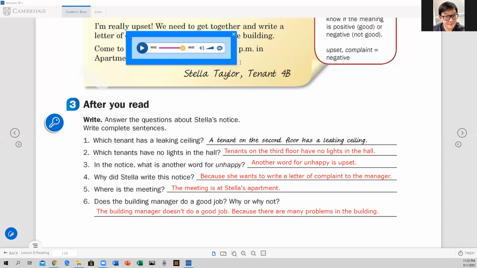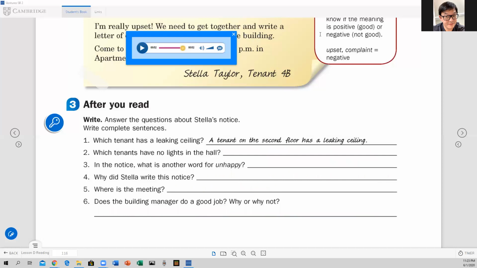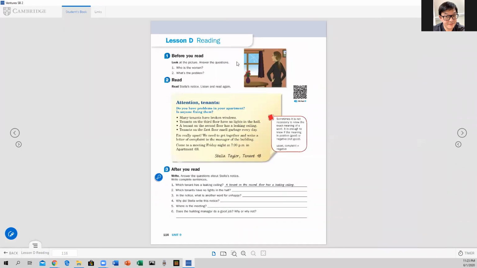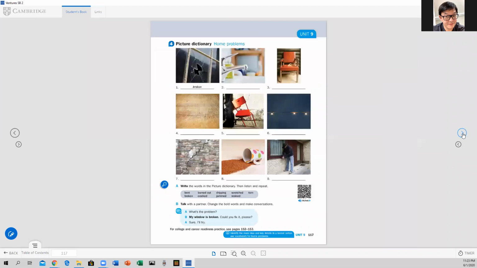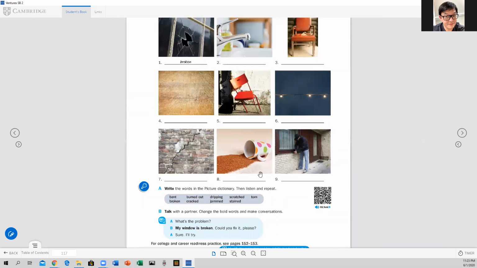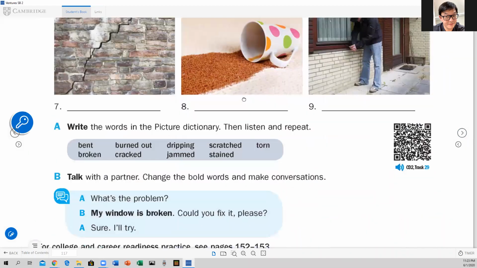Okie dokie. So now let's go to the next page and let's work with vocabulary with our picture dictionary. Let me clear here and let's go. Page 117, our picture dictionary. This is our picture dictionary. First, let's take a look at these words here.